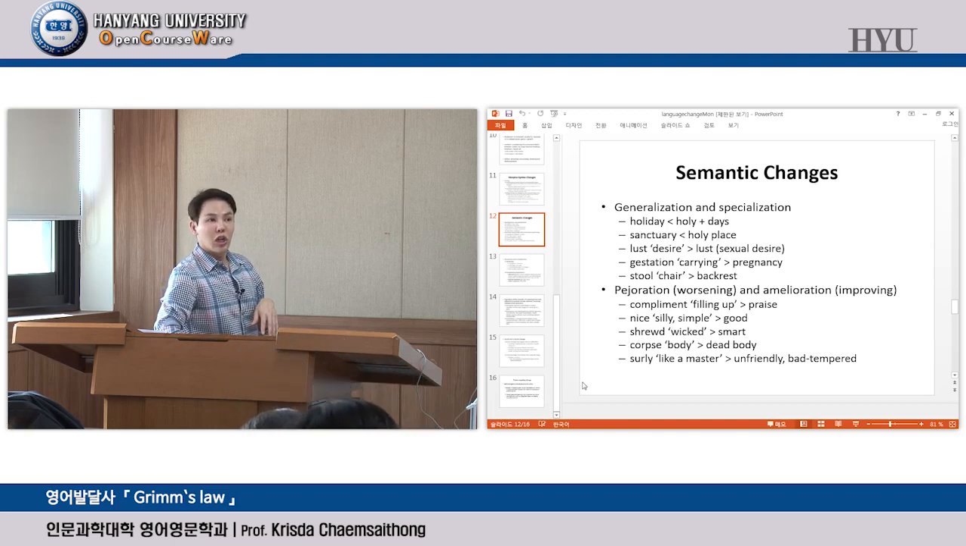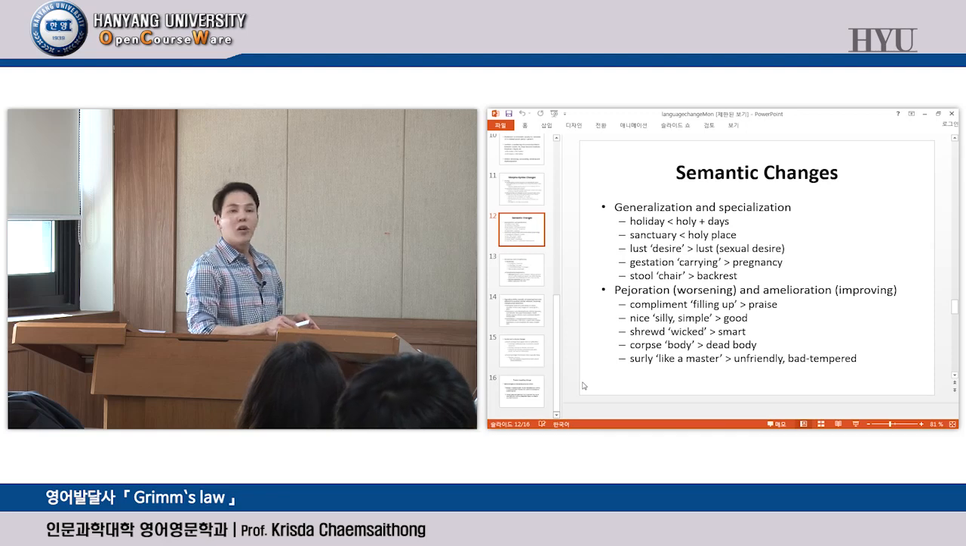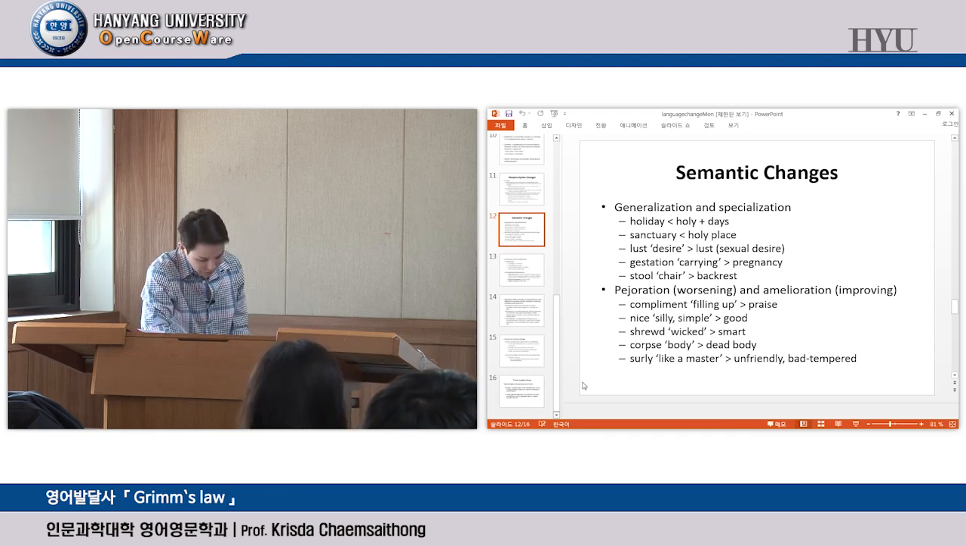The last one is surly, not surely. There's no E here, so be careful. Surly, from sir, S-I-R, like a master. But nowadays, if a person behaves like a master, like a sir, is it good or bad? Bossy, not good, right? So it's unfriendly, bad temper. Like a surly waiter or waitress at a restaurant is not good. Bad temper, gloomy, unfriendly. So this is an example of pejoration.